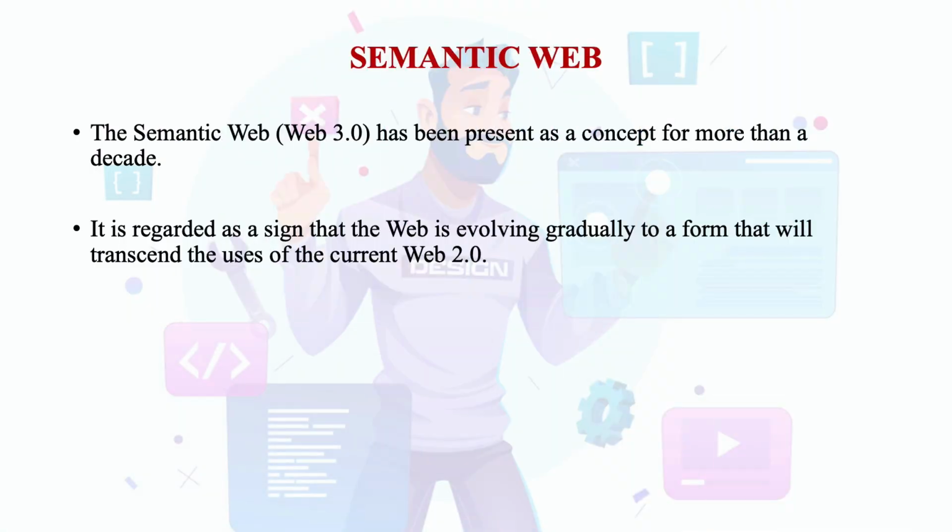Many researchers are working on this semantic web. At least for the past 15 years, they have been working on semantics and how it will be applicable to web search and other kinds of things. It is regarded as a sign that the web is evolving gradually to a form that will transcend the uses of the current Web 2.0.